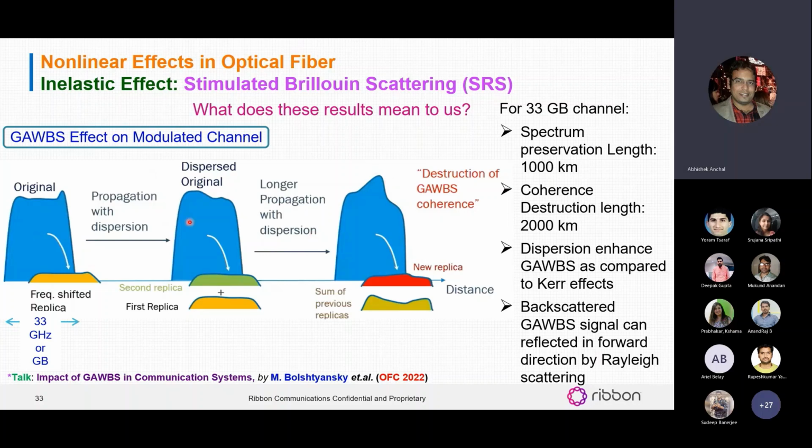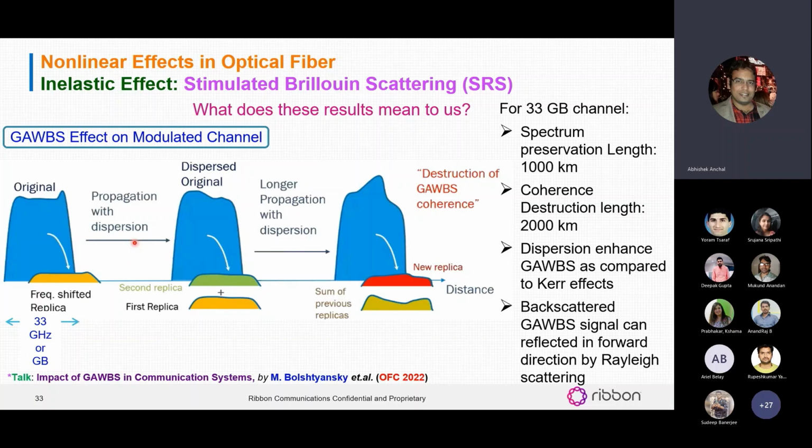So how does it affect the modulated channel? This is the channel. For example, let's say this is a 33 gigabaud channel, and you are transmitting. It's passing through the fiber. Because of the Brillouin effect, there is a frequency shifted replica, shifted by 50 megahertz, which transmits in the backward direction. It could transmit in the forward direction as well after a certain power level.